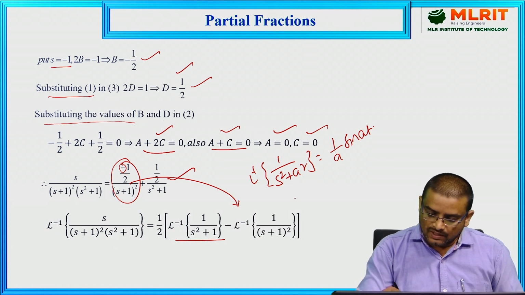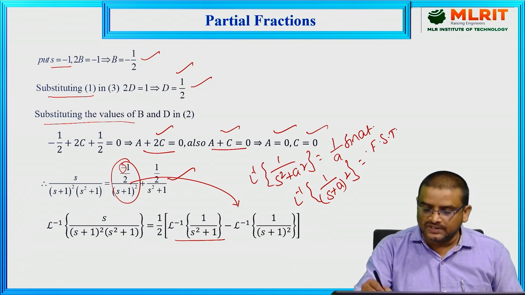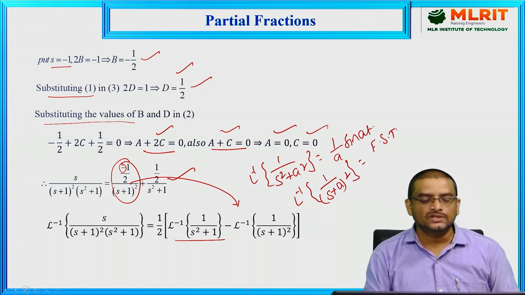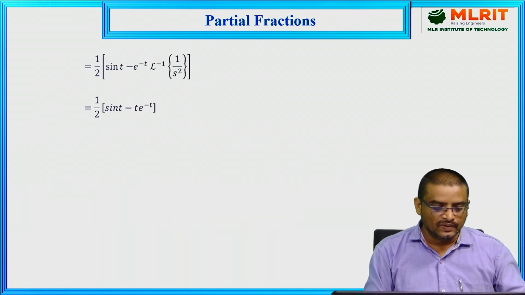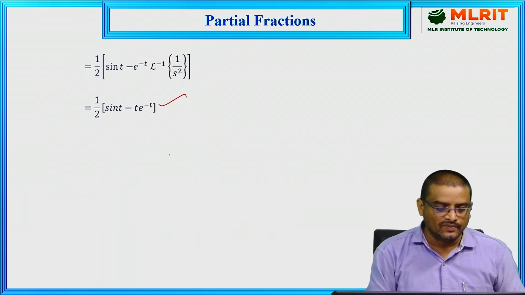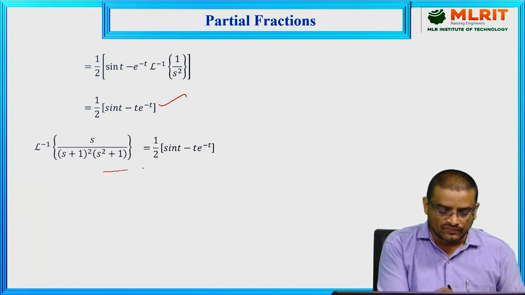Similarly, we have L inverse of 1 by s plus a whole square. For this we have to apply the first shifting theorem, which is not yet discussed. We can discuss it in the next video. So by using this we will get our required value here. So this is our inverse Laplace transform for this one.